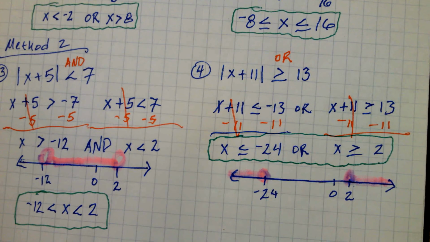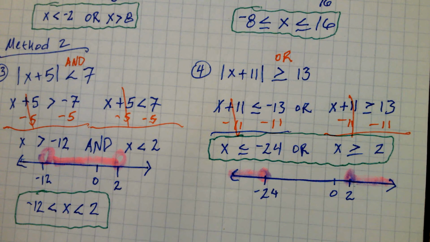Okay. I guess you could do an interval if you wanted to show it as an interval, but this is fine. So these are two different methods to solve absolute value inequalities. Just remember greater and less than. Okay? All right, guys. We have Delta Math.